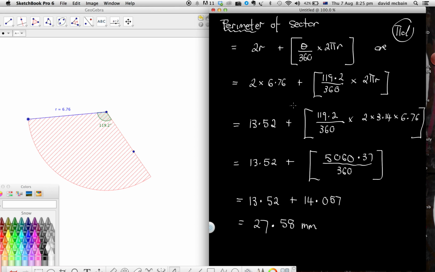So, just to quickly recap, to work out the perimeter of a sector, the formula we use is twice the radius, plus the angle in here divided by 360 times 2 pi r. And that will give you the perimeter of a sector.